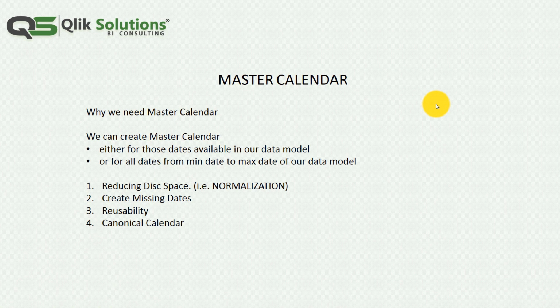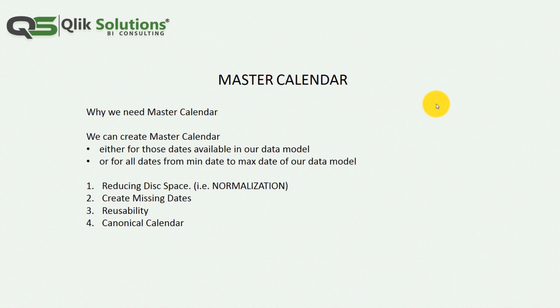In some cases, we have more than one date field in our fact table. Say order date and shipment date. In those cases also we can use master calendar. But that's a different topic and that's called canonical calendar. I will create separate video for that.